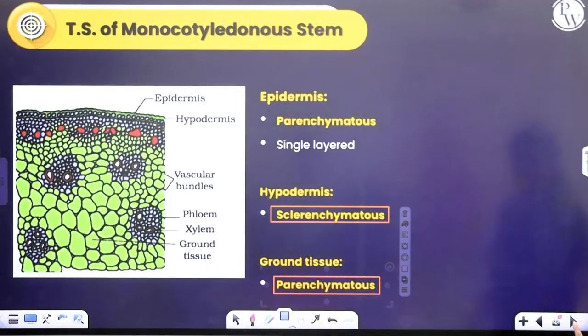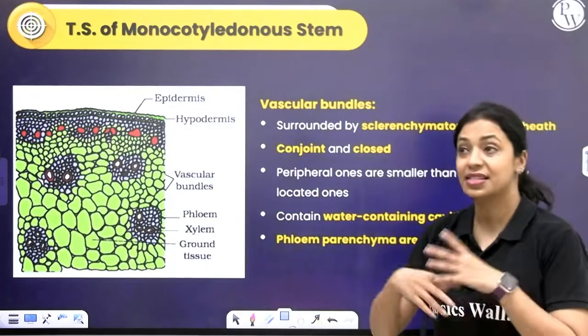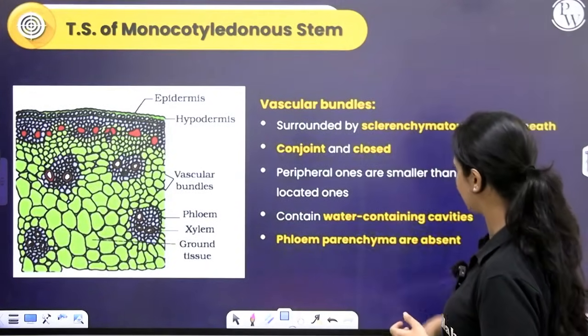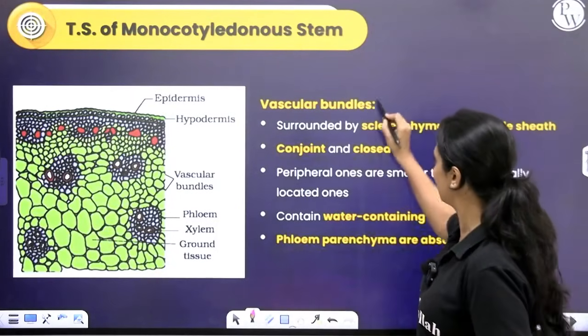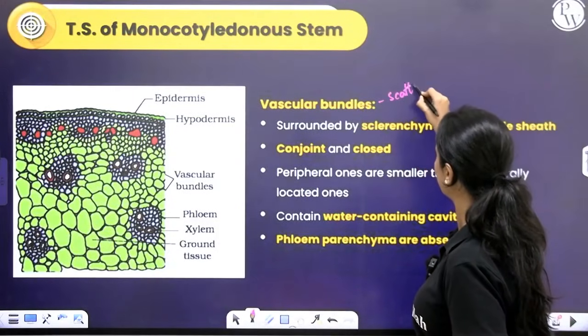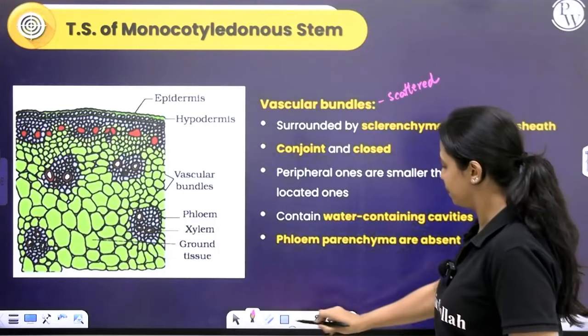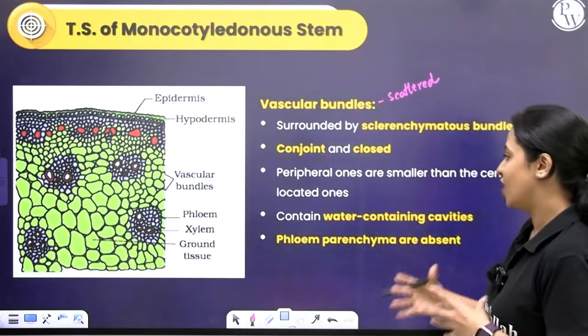Now let's talk about the vascular bundles. They are scattered. Where is it given? It's not given. But the vascular bundles are scattered in the ground tissue. There is change in size.